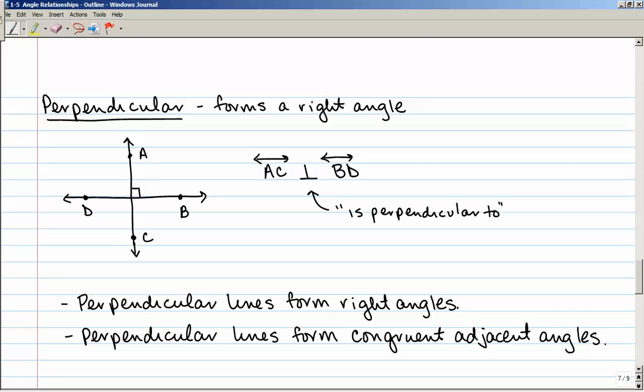A couple things flow from that definition. Perpendicular lines always form right angles, and perpendicular lines form congruent adjacent angles. Think about it. Any two angles that are next to each other, any two adjacent angles, are going to be congruent, which makes sense because they're all right angles.